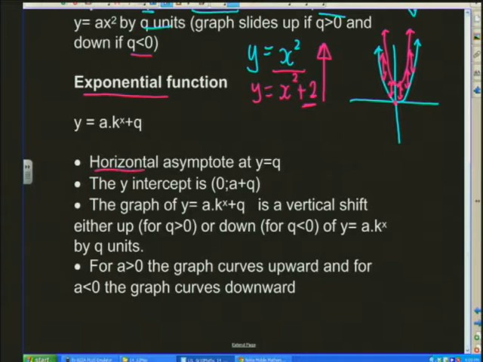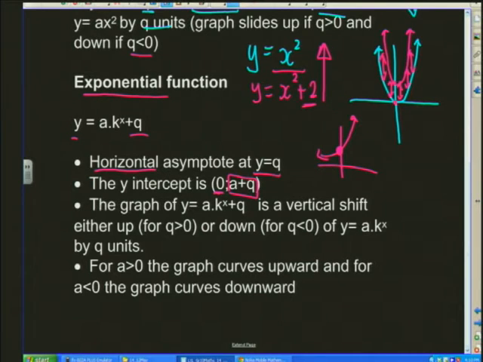Importantly, for an exponential function, you will always have a horizontal asymptote at the value y is equal to q. So y is equal to q is your horizontal asymptote. Okay? The y-intercept is always going to be where the graph cuts the y-axis. That y-intercept is always going to be the value of a plus q.